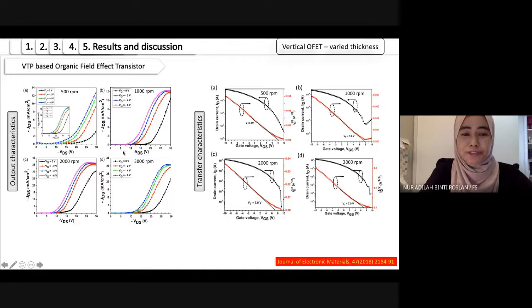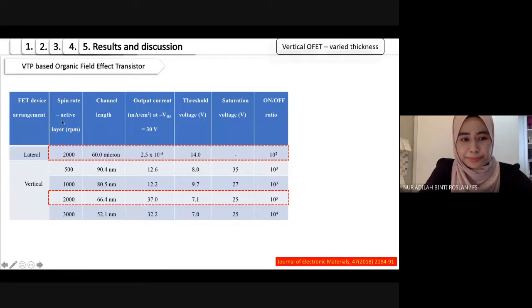So I varied four thicknesses here, from 500 until 3000, and you can see that it is able to achieve the saturation region. But okay, I will summarize these parameters in this table. Now we focus on the vertical arrangement first, with the variation in the spin speed. You can see that at 2000 RPM, or around 70 nanometers, my device works better compared to the rest of the thin films.